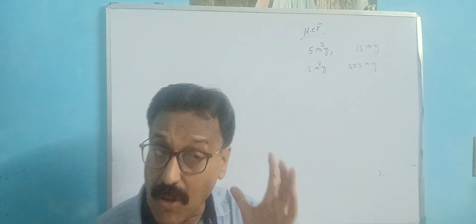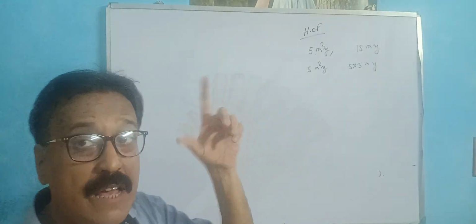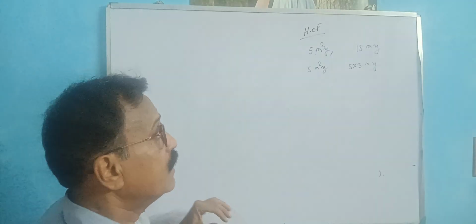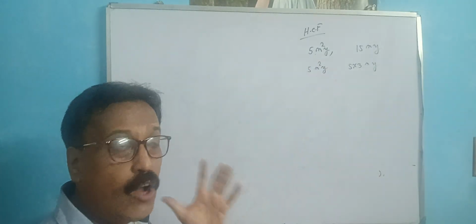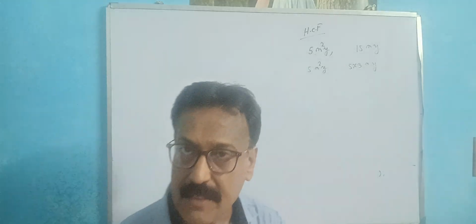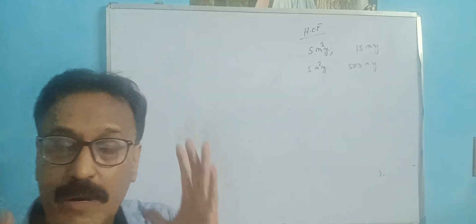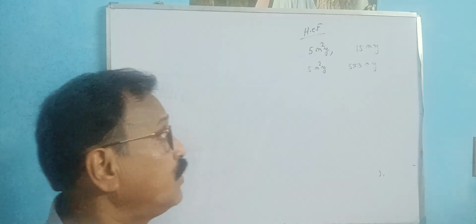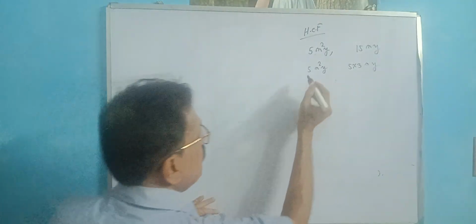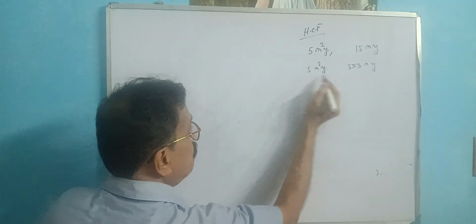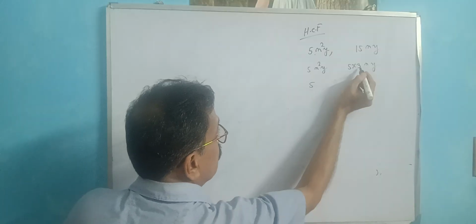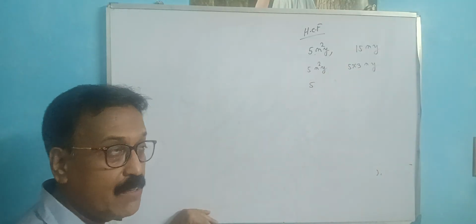First understand, the concept must be clear in the case of finding the HCF. In case of HCF, only the common. In case of LCM, common and uncommon. But in case of HCF, you just find out the common. Here is 5, first the numerical part. Here is 5, here is 5, it is common. The 3, here is no 3, so it is not coming into the HCF.